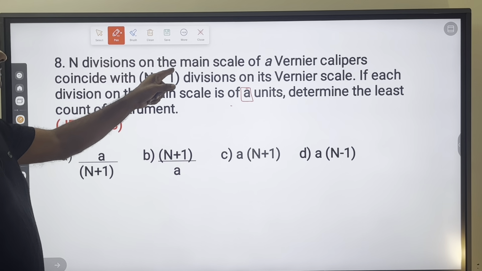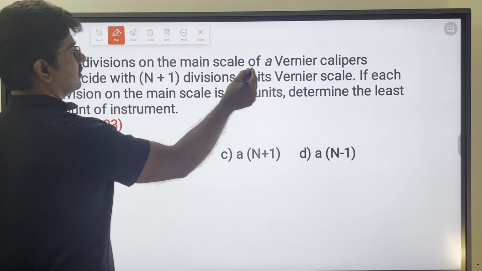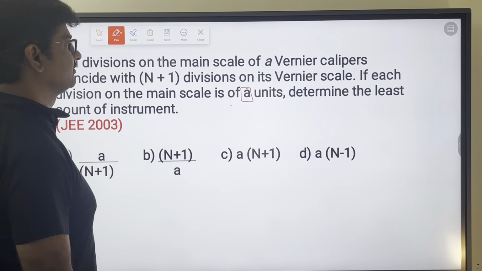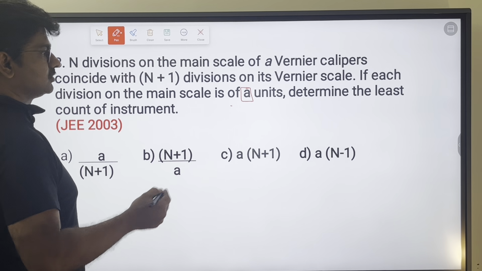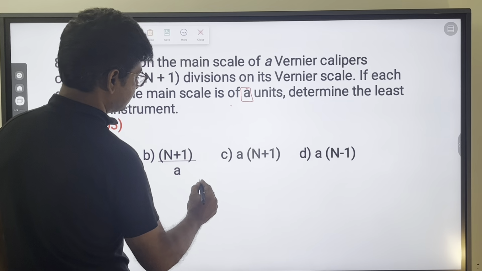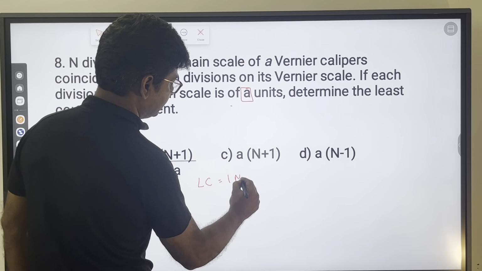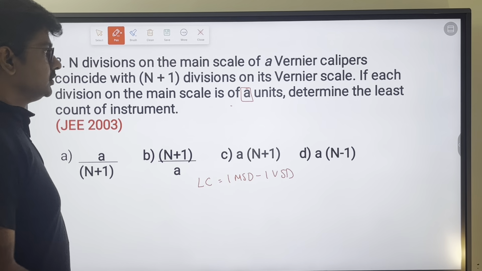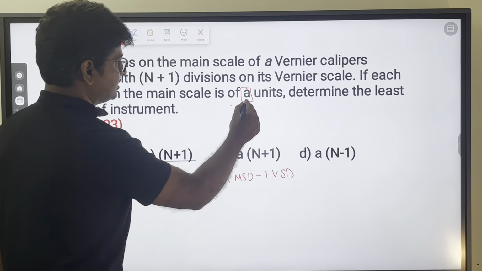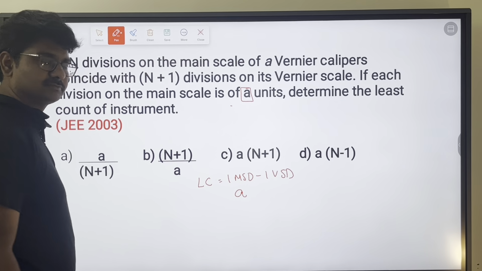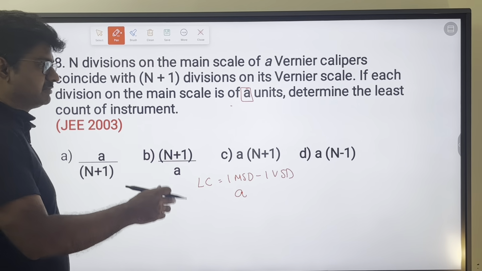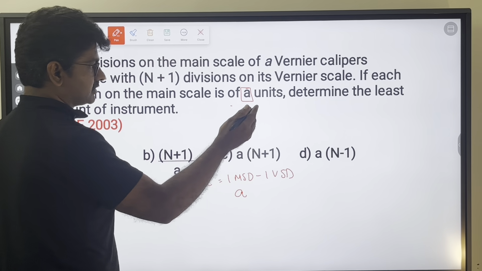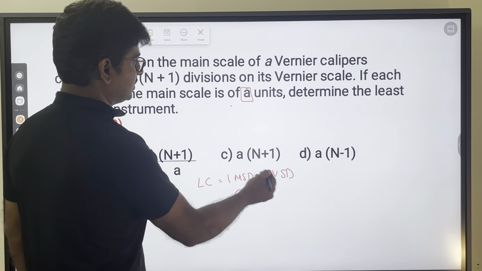So n divisions on the main scale of vernier calipers coincide with n plus 1 divisions of vernier scale. So you have to find the least count. What is least count? Again same, least count is equal to 1 MSD minus 1 VSD. So what is 1 MSD? 1 MSD is A units. Let it be whatever the unit, centimeters, mm, doesn't matter. So we have to find a number of units only. So the least count we have to find. So we have to find what is VSD here.